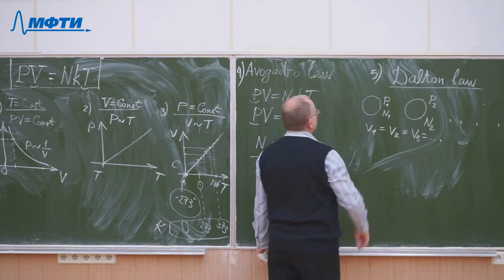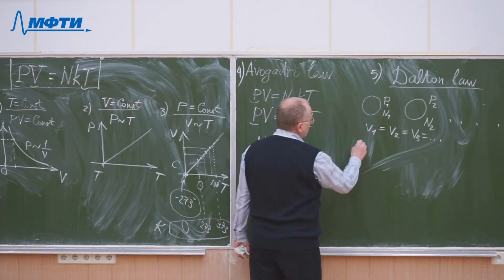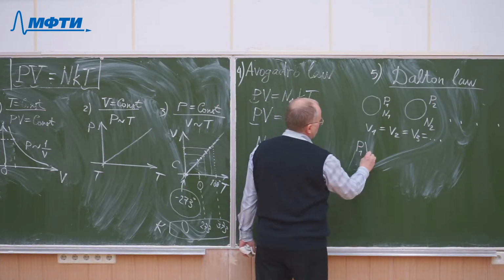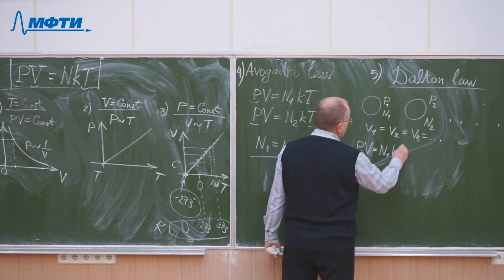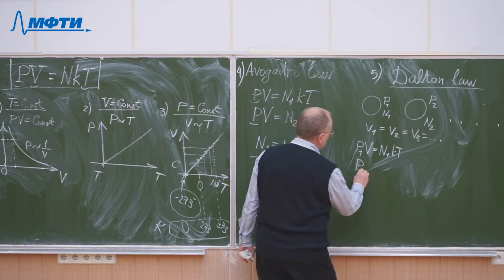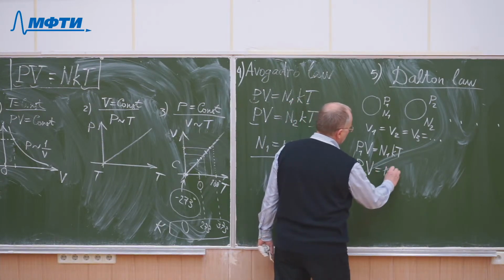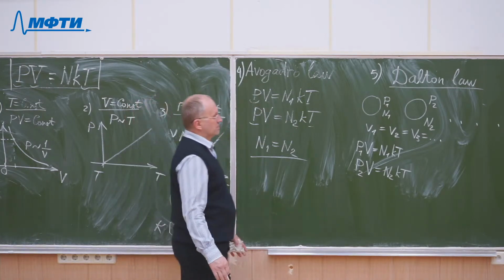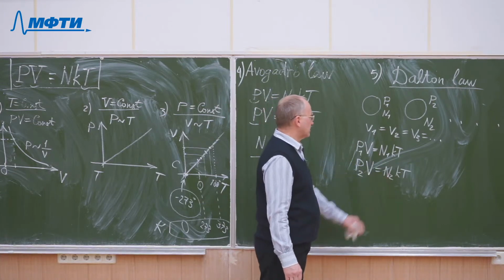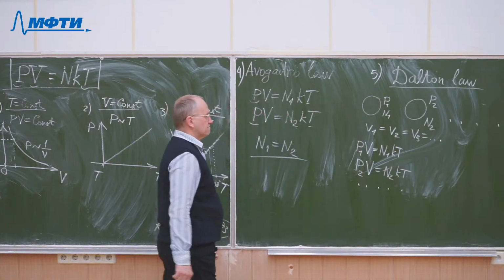For each gas, we can write this equation of state. Let's do it. For container number 1, we have first pressure and volume V equals the first number of molecules times kT. For container number 2, the second pressure differs from the first pressure, but volume is the same, and the number of particles is different, kT. The temperature is the same. We assume that the temperature is the same and the volume is the same. Only pressures are different and numbers of particles are different. And so on. There may be a number of similar equations.